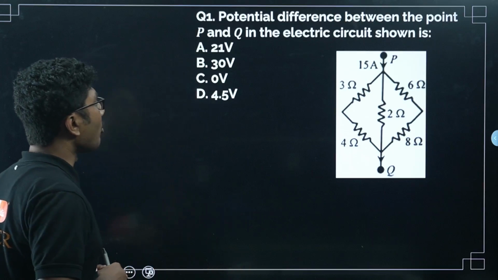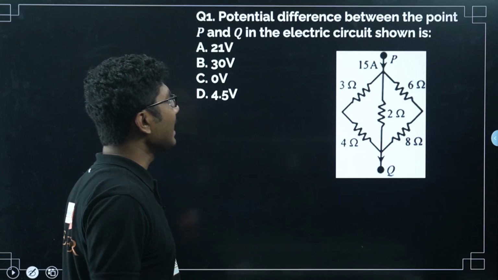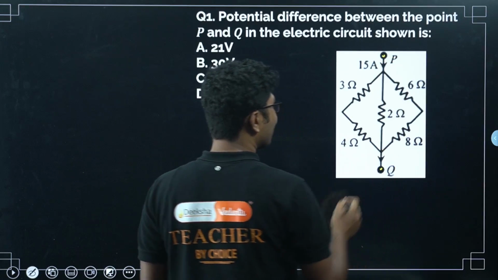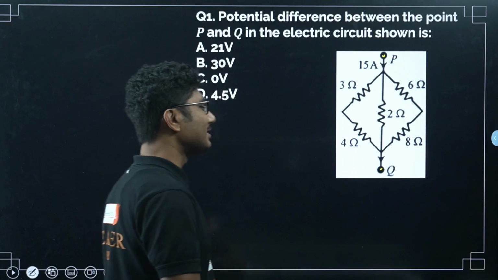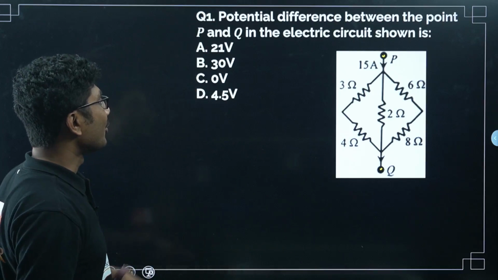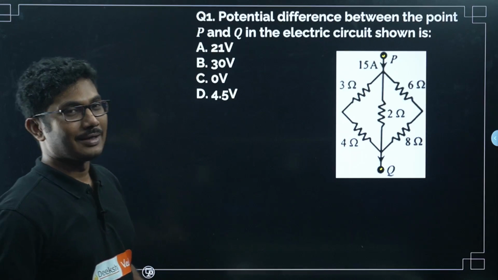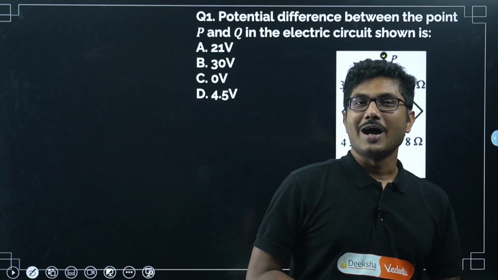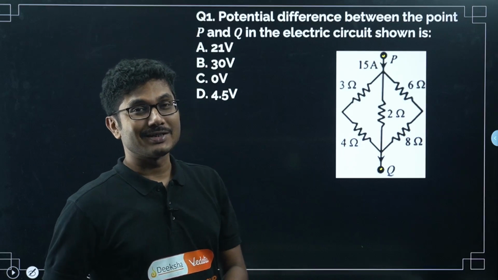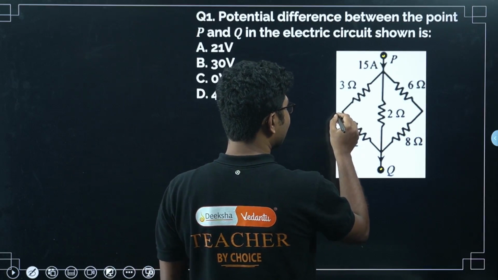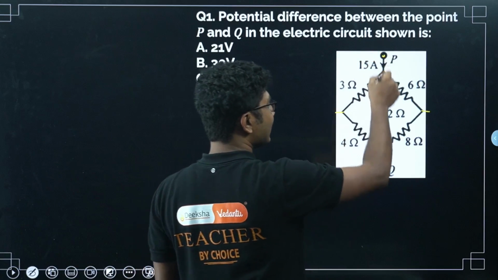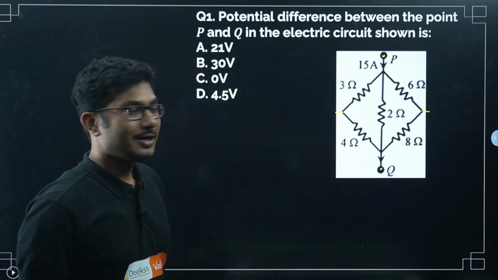Potential difference between the points P and Q in the electric circuit as shown. Very simple question: you have to find the potential difference between these two points. Some of you might be wondering, okay, this is basically a Wheatstone bridge, so the potential difference should be 0. Actually, my dear friend, you are wrong. This is not a Wheatstone bridge. Even though it appears to be in balanced condition, a Wheatstone bridge is when you are measuring the potential difference across the other two points, but here we are measuring along P and Q, which is not the Wheatstone bridge.